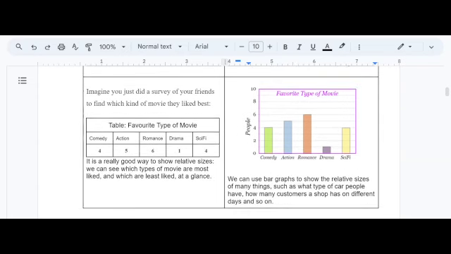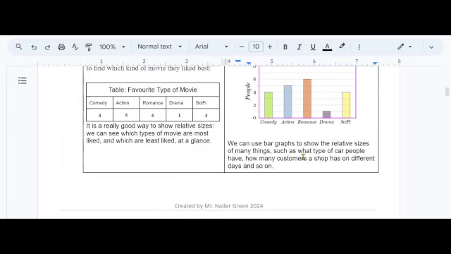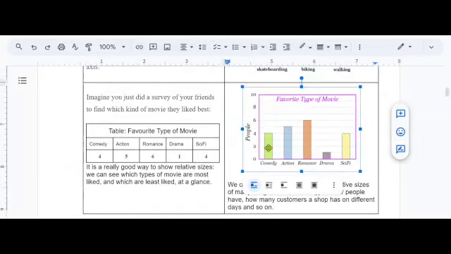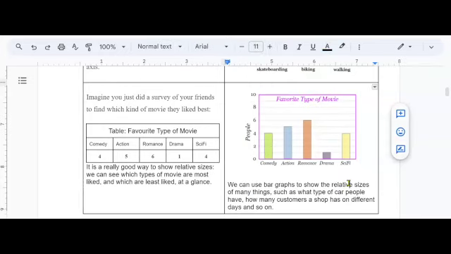Another graph: imagine you just did a survey of your friends to find which kind of movie they like the best. So here we have comedy, action, romance, drama, sci-fi. If you look at the table, you can decide which one has the highest, which one has the lowest. And as well, if you look at the graph, it will be easier, correct? Instead of looking at the numbers. So we can use a bar graph to show the relative size of many things, such as what type of car people have, how many customers a shop has on different days, and so on.